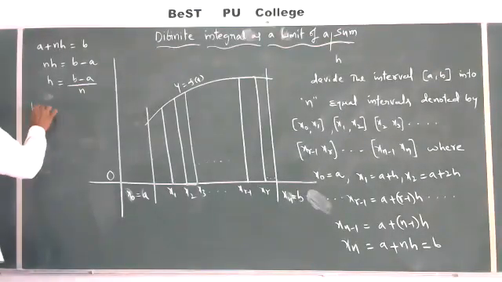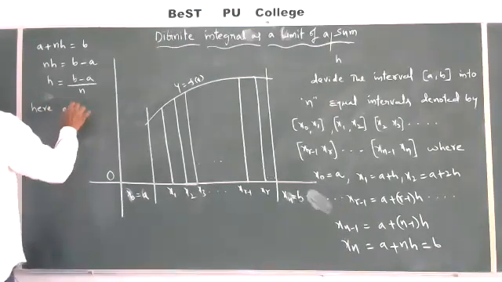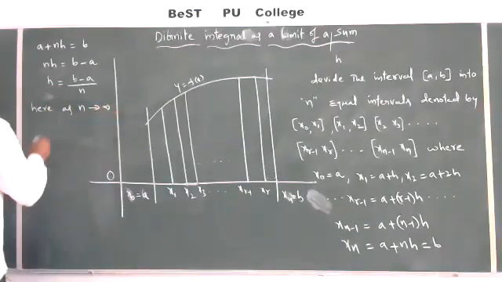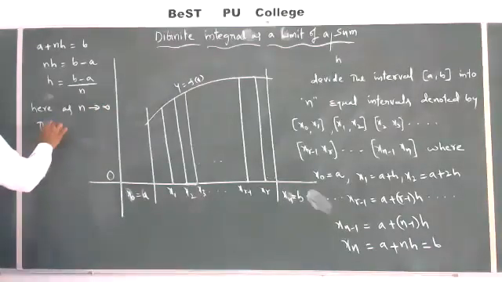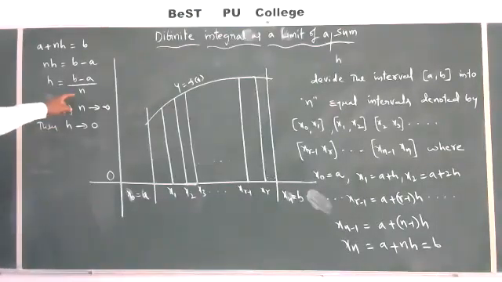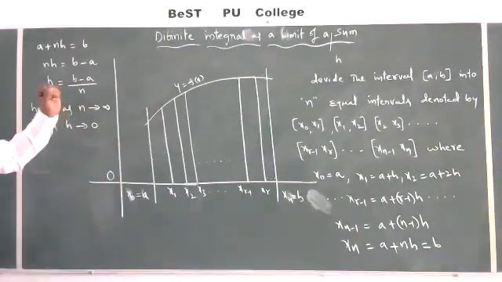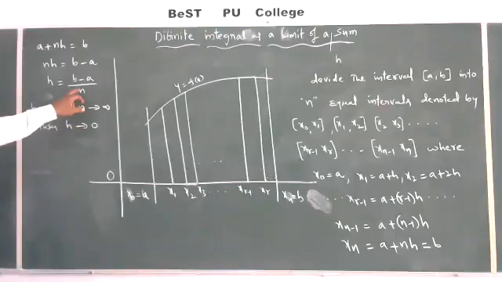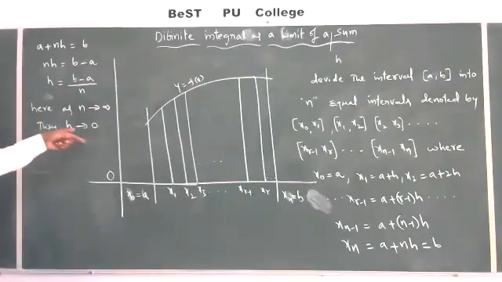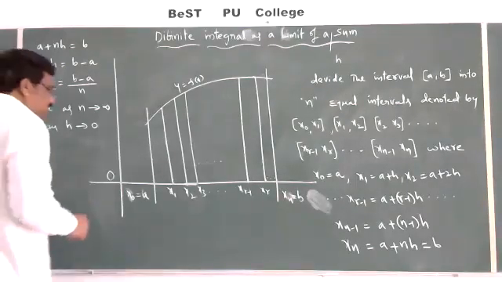Here, as N goes to infinity, then H goes to 0. As N goes to infinity, for example, the curve can be separated into an infinite number of intervals, then H goes to 0. As N goes to infinity, something divided by infinity goes to 0. That's why H goes to 0. So here, observe this.